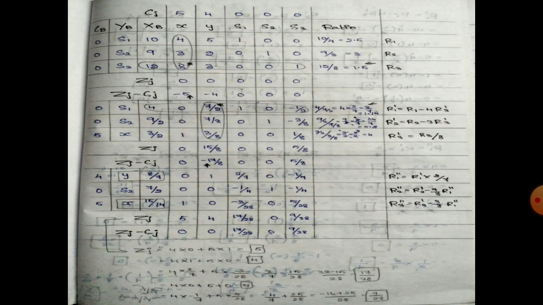So the ratio will be calculated by xb divided by the key column. So 4 divided by 7 by 2, that is equal to 4 into the reciprocal of 7 by 2, which is 2 by 7. That is 8 by 7. That value will be 1.14. The next is 9 by 2 divided by 7 by 8. So 9 by 2 into 8 by 7. So we get 36 by 7, 5.2.